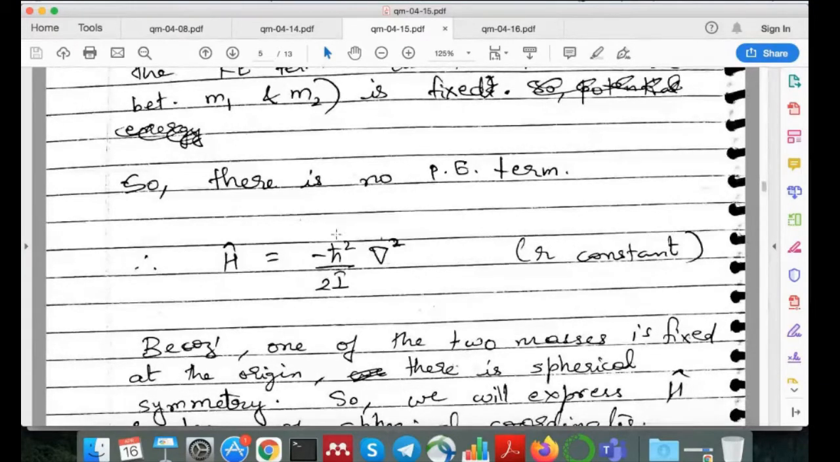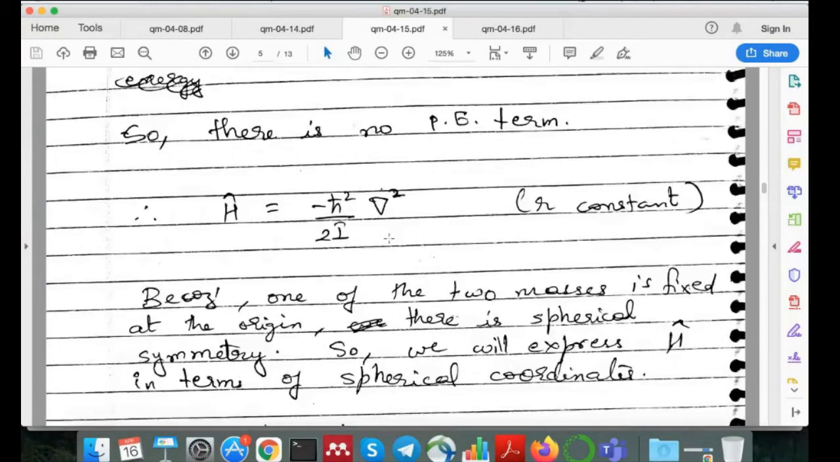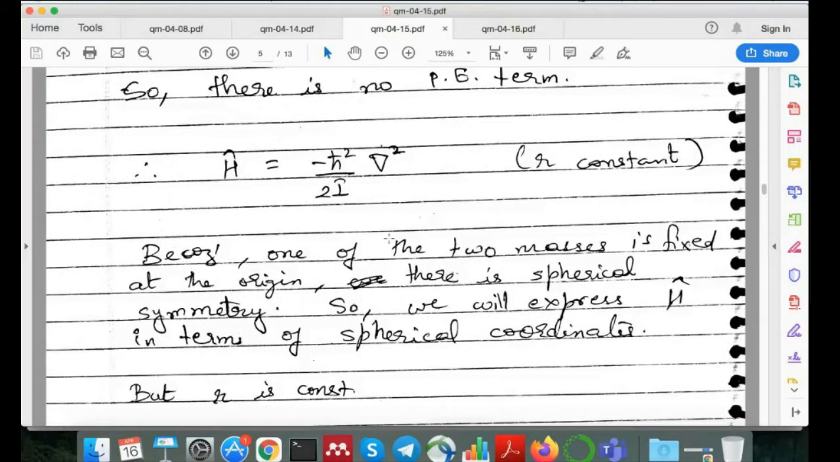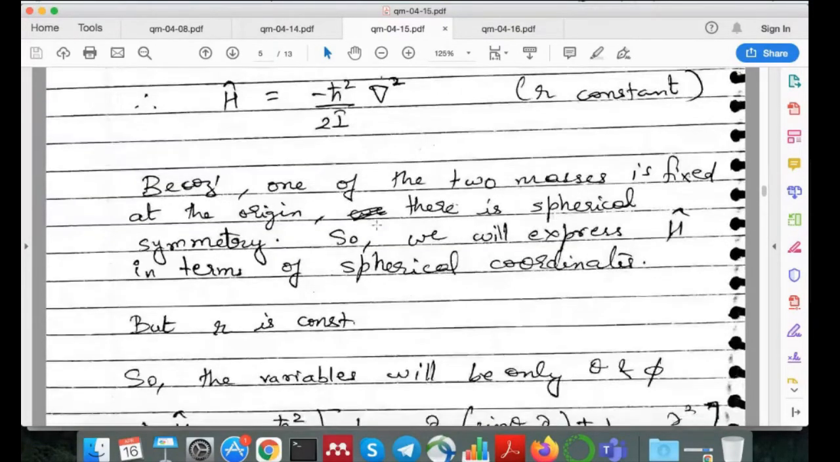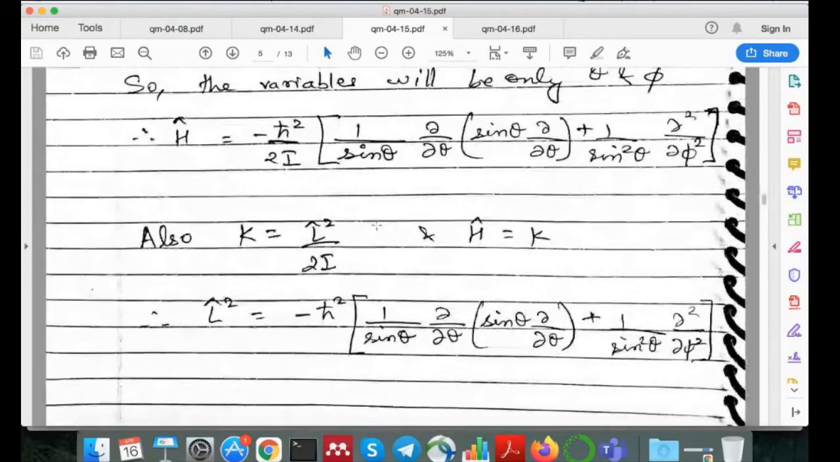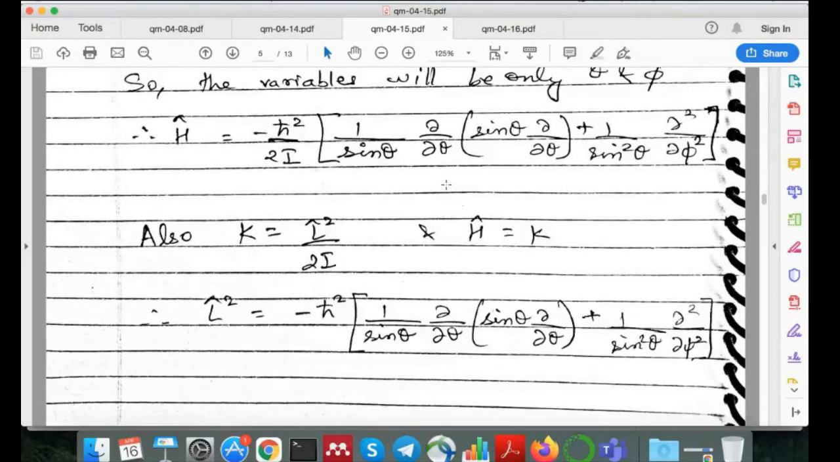And because there is spherical symmetry, this part can be written in terms of spherical coordinates. So del square will be changed into spherical coordinates, but it won't have the r part, because r is constant, so there will not be any differentiation with respect to r. Only differentiations will be with respect to theta and phi. So this Hamiltonian now becomes similar to what we had in the hydrogen atom for the theta and phi part, and so you can see what the solutions are.